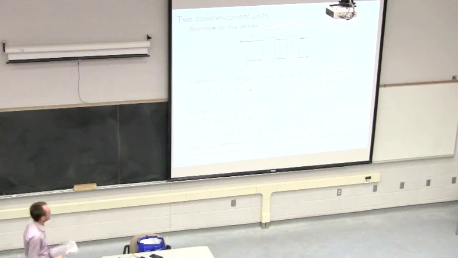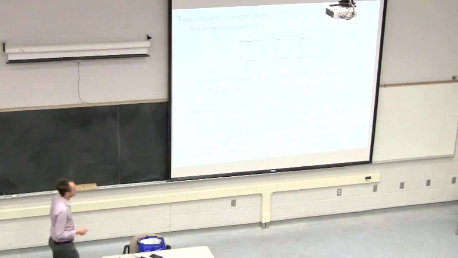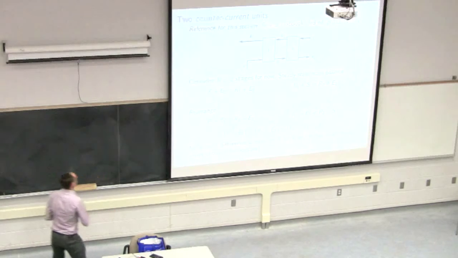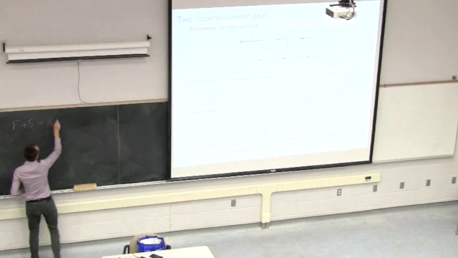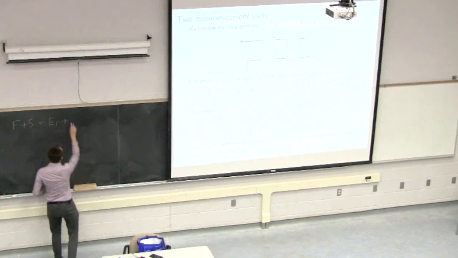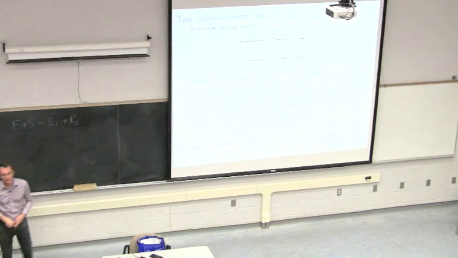Leaving each stage, let's just pay attention to the notation here. The streams leaving stage one are labeled with subscript one. So E1 leaves stage one, R1 leaves stage one, even though they're going in different directions. The subscript refers to the stage that it's leaving. Now, we can write an overall mass balance for the entire system. So F plus S equals E1 plus R2. Okay, so it's an overall mass balance.